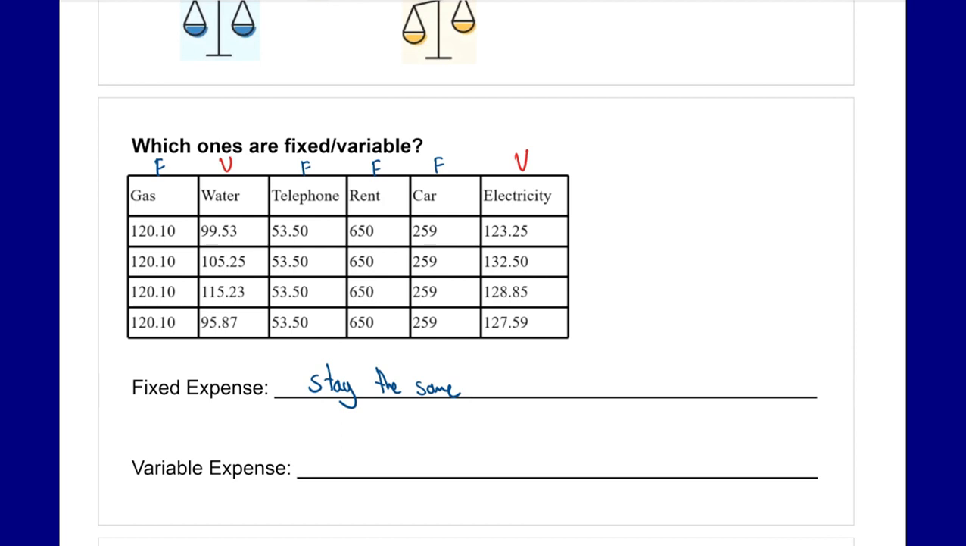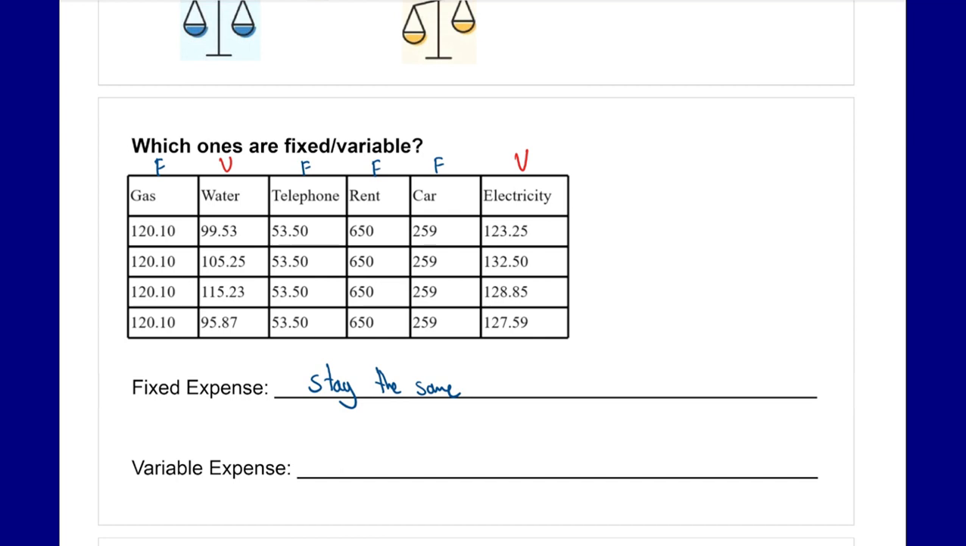So the expenses stay the same for fixed expenses, right? The cost doesn't change, the price doesn't change. Yes, it might change at some point, but then it's going to stay consistent, right? You're going to be paying $120.10 for gas for your house every month. Yes, they might then up the price, but then it's going to stay that price for a while, right? So fixed expenses could change, but the idea is that they stay fairly consistent and they're not changing every payment.